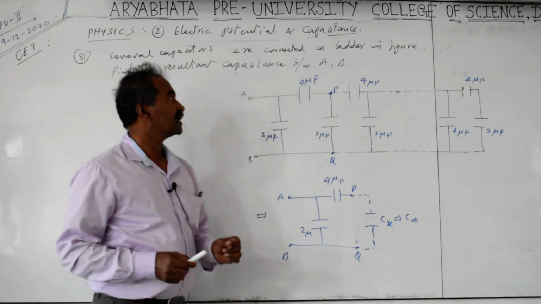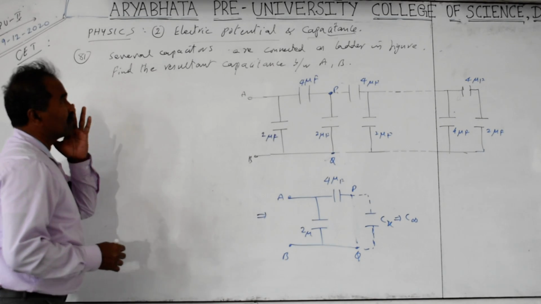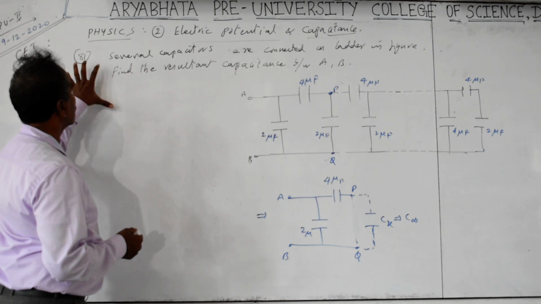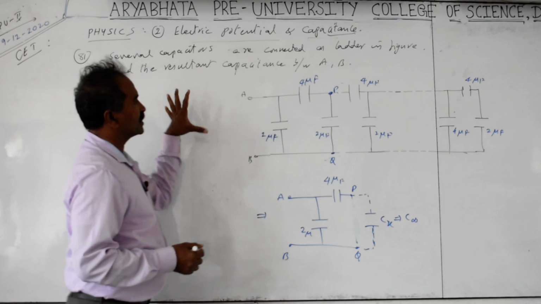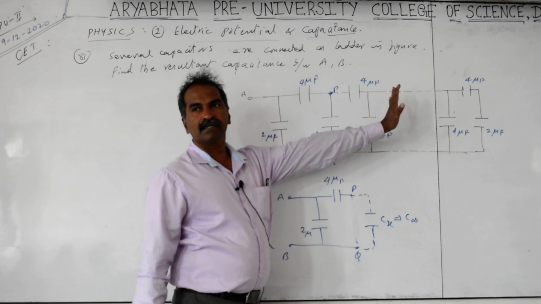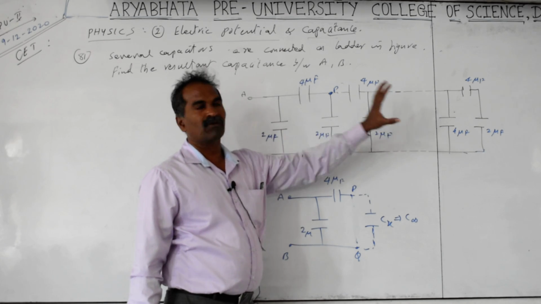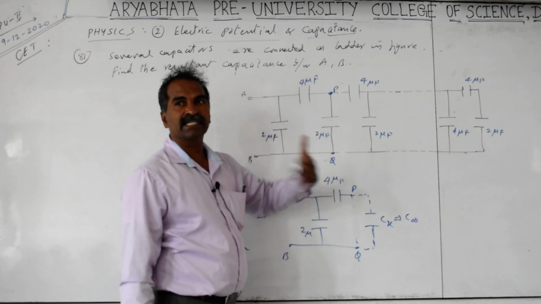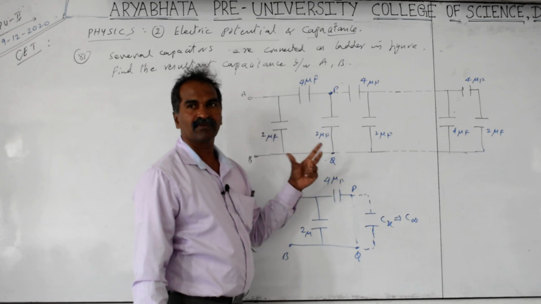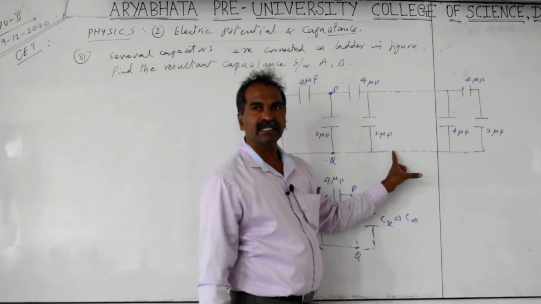Good morning, students. In the CET problems, the next question is 81. You are given several capacitor arrangements in the form of a ladder, which they call an infinite series. Sometimes this will be given in two ways. One, in between a gap may be given, and the dots indicate that.